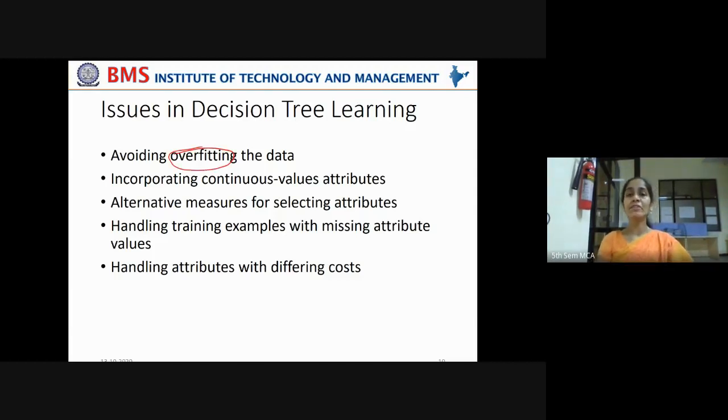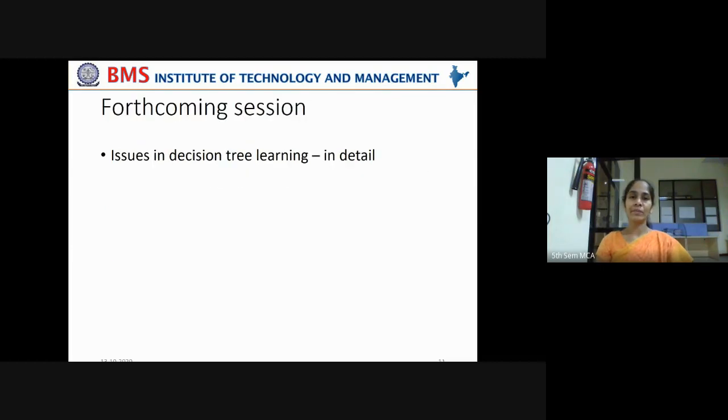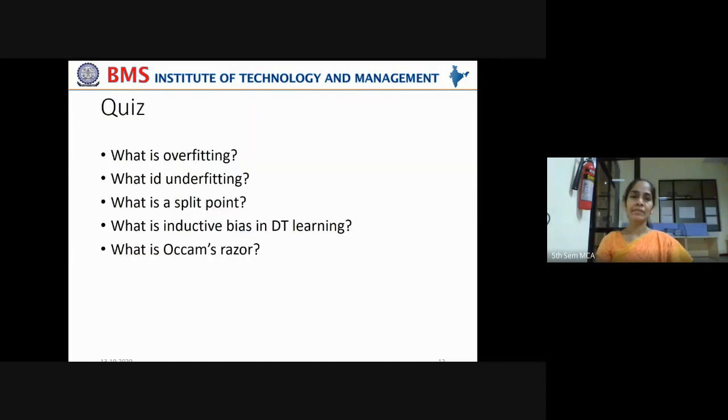Decision trees tend to overfit the training examples. Now, how to avoid that? The other issues are incorporating continuous-valued attributes in decision tree learning, alternative measures for selecting attributes, handling training examples with missing attribute values, and handling attributes with different costs. All these issues we will cover in detail in the next session.